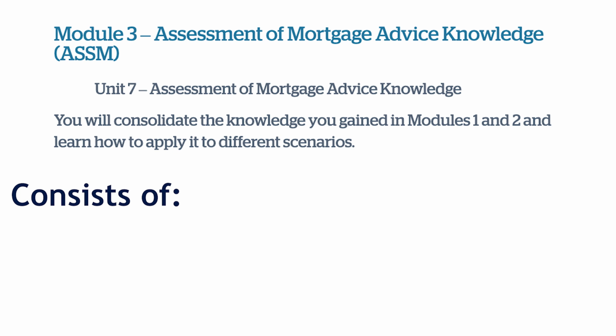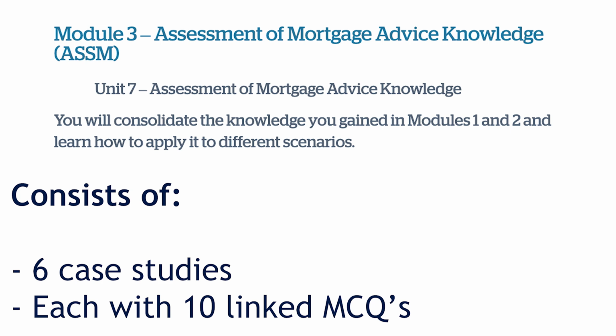Module 3 of CeMAP is Assessment of Mortgage Advice Knowledge, abbreviated to ASSM. ASSM is the last of the three modules for the CeMAP qualification and is commonly known as CeMAP 3 and consists of one unit, which is Unit 7. This unit consists of 6 case studies, each with 10 linked multiple choice questions. It is worth noting that this is the first unit of CeMAP qualification where we have to deal with a case study, so your revision will need to be tweaked in order to accommodate this type of exam. We will cover this more later in the video.